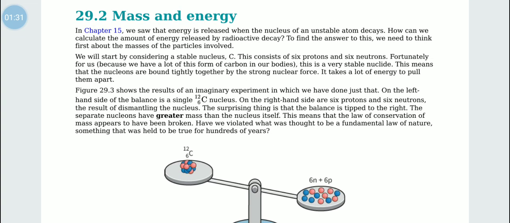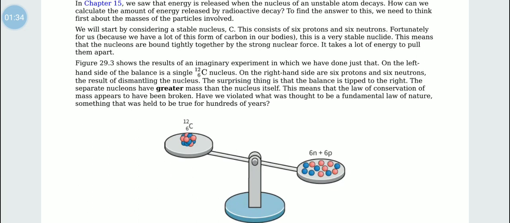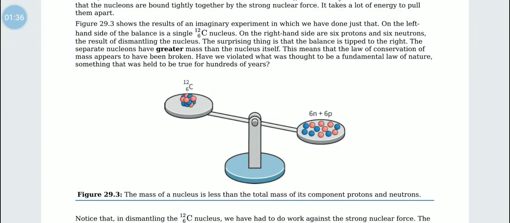Then here in this figure we have an imaginary experiment of what we have done. On the left hand side we have the single carbon-12 nucleus. On the right hand side we have 6 protons and 6 neutrons, that is, by taking apart the nucleus, or dismantling it.